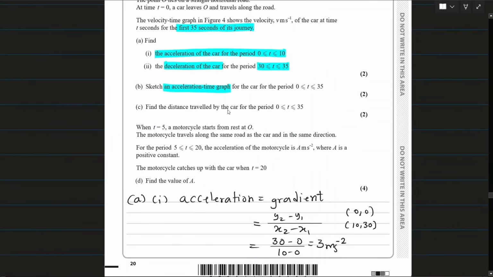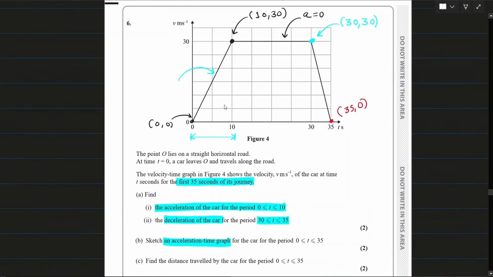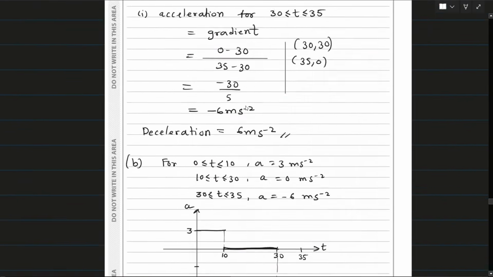And that is what we need here. In part C, we have to find the distance traveled by the car within the first 35 seconds. So in order to do that, we are going to find out the area under the graph for the car. So we see that the shape made by this graph is a trapezium. So finding the area of this trapezium will give us the distance traveled. So for part C, that is what we are going to do.